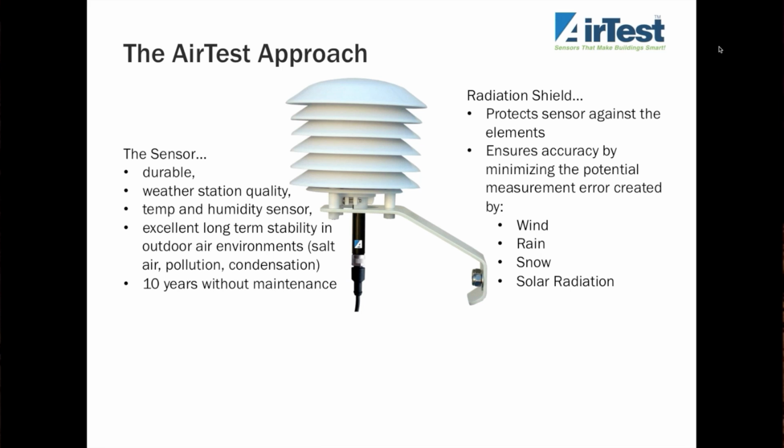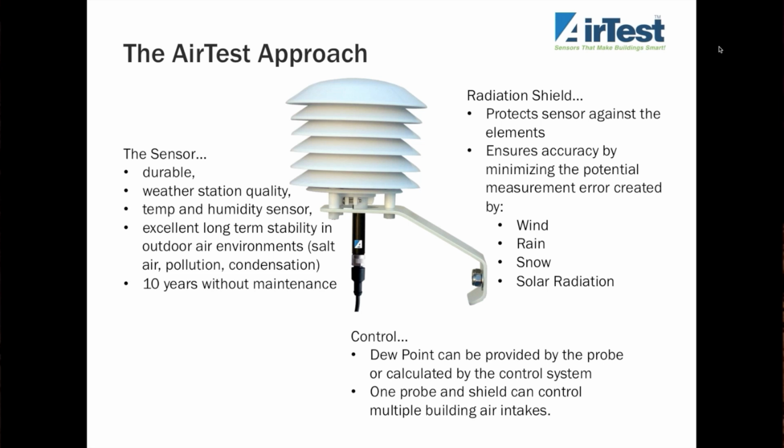We also put over it a radiation shield that protects the sensors against the elements and ensures that you're making an accurate measurement that's not affected by wind, rain, snow, or solar radiation. Often outside sensors are placed outside and they're not properly protected, and their accuracy just goes out the window. Finally, with the output from the sensor, you can either calculate dew point in the probe. We have probes that do that, or you can provide the temperature and humidity information that allows the building control system to do the calculation. The important thing to note is you can put one of these devices on the outside air and it can be used to control all the building air intakes in the building.